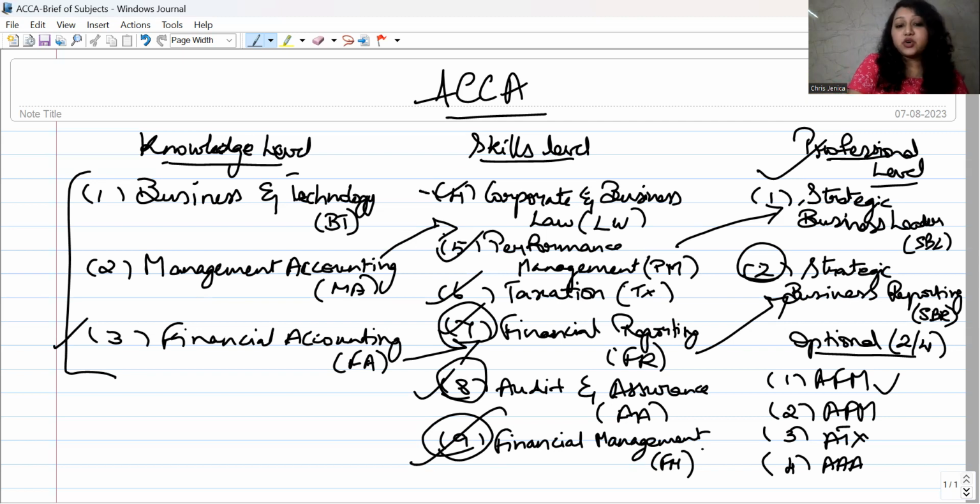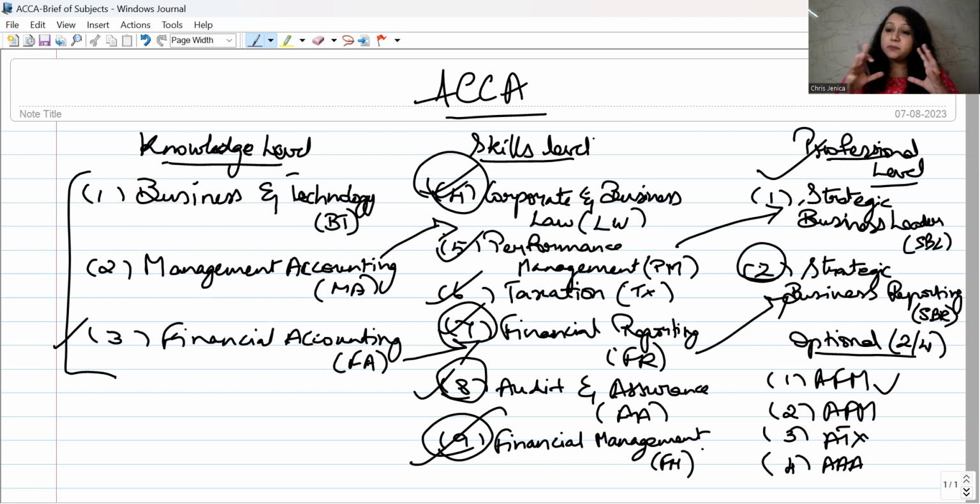The same way it is for skills level, corporate and business law alone. It's going to be a 2 hours examination, computer based examination, and yes, every paper is a computer based examination, but among these 4 papers, the skills level, corporate and business law alone will be a 2 hours examination under your skills level.